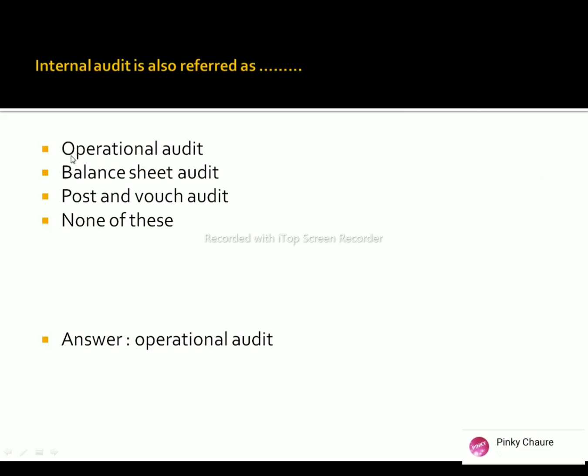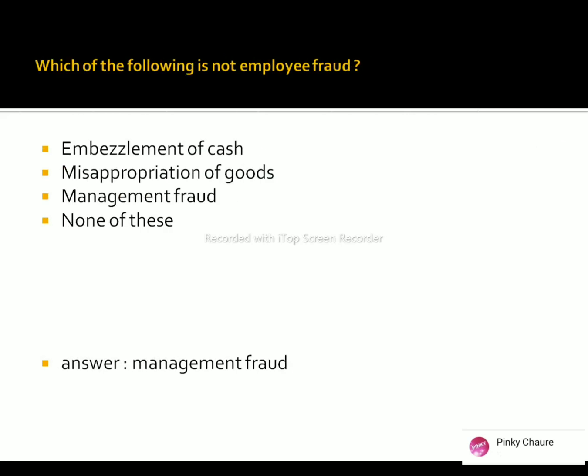Internal audit is also referred to as dash. Option is operational audit, balance sheet audit, post and vouch audit, none of these. Answer is operational audit. Which of the following is not an employee fraud? Option is embezzlement of cash, misappropriation of goods, management fraud, none of these. Answer is management fraud.